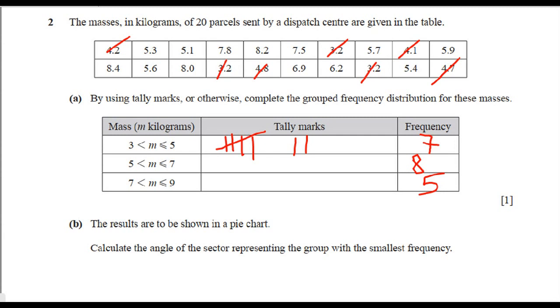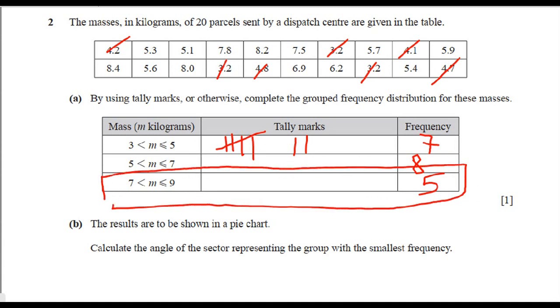Part B, the results are to be shown in a pie chart. Calculate the angle of sector representing the group with the smallest frequency. So which group has the smallest frequency? This. And what is that frequency? 5. Now we have to represent this 5 in a pie chart. Now in a pie chart we make certain angles, right? So what is the biggest angle or the maximum angle in a pie chart? It's a circle. So the maximum angle is 360 degrees.